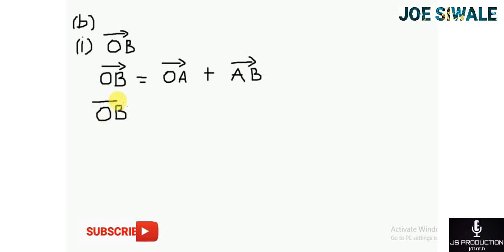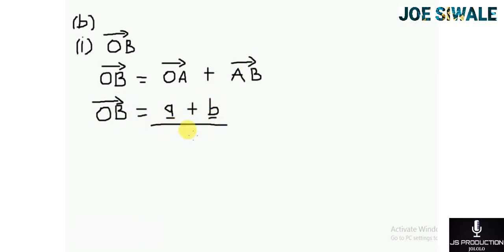So for me to find vector OB, I'll say vector OB is equal to vector OA plus vector AB. So vector OB is equal to vector OA, that's vector A, plus vector AB, that's vector B.